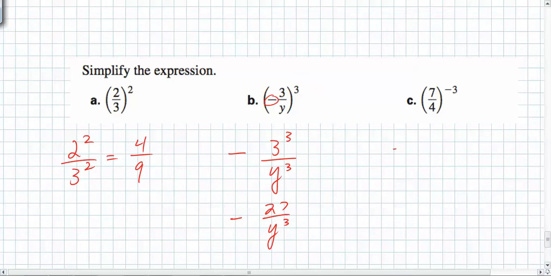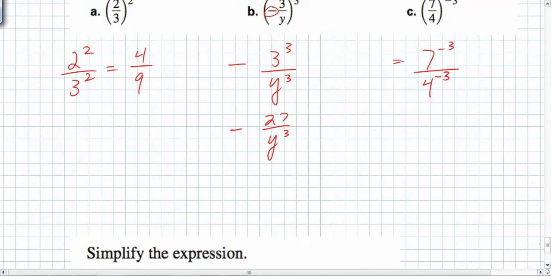Keep going here. This is going to equal 7 to the negative 3 over 4 to the negative 3. We're not quite done because we still have negative exponents. Remember, this is 1 over 7 cubed over 1 over 4 cubed. Dividing by a fraction is the same thing as multiplying by a reciprocal, so that's 1 over 7 cubed times 4 cubed over 1. So that's 4 cubed over 7 cubed.